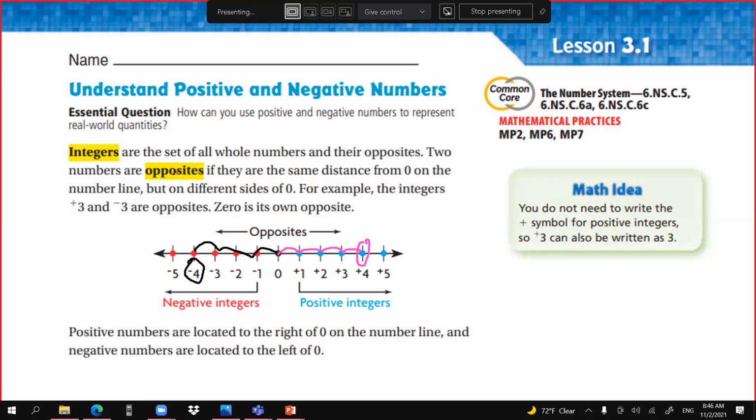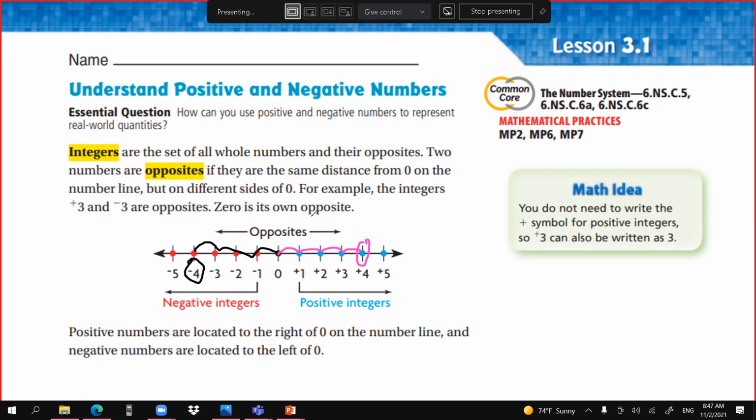So the opposites, like when I ask you now, what is the opposite of 4? You will say -4. Or what is the opposite of -4? You will say +4. They have the same distance from 0. So we will now say that 4 and -4 are opposite, 3 and -3 are opposite. And as you see, the positive numbers are located to the right of 0 on the number line, and the negative numbers to the left of 0.